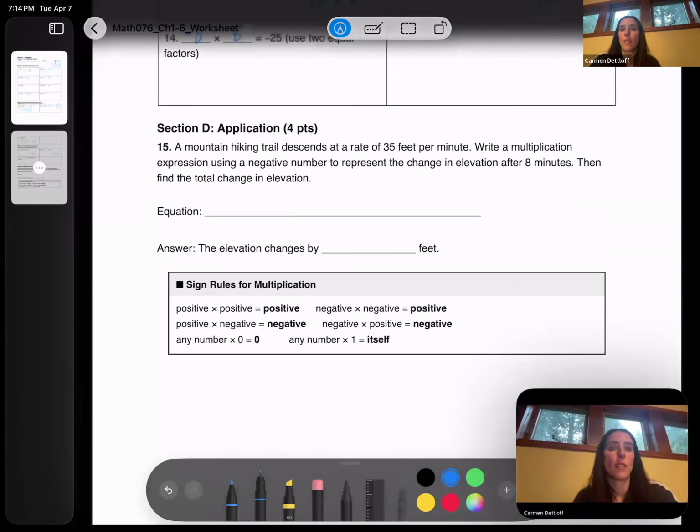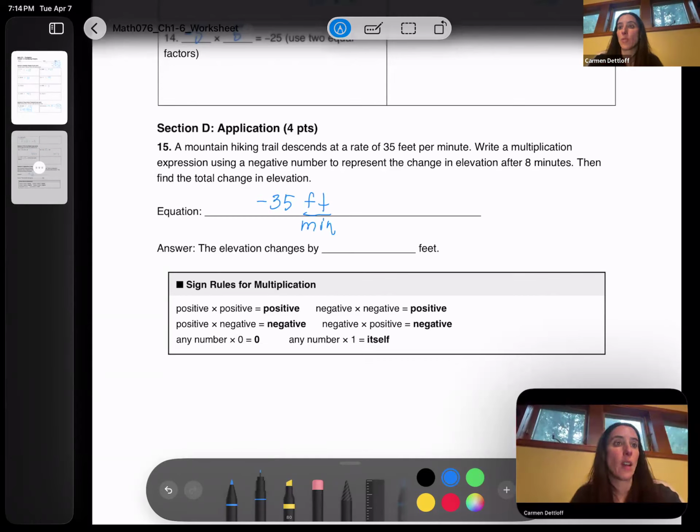Let's look at number 15. A mountain hiking trail descends at a rate of 35 feet per minute. Write a multiplication expression using negative numbers to express the elevation change after 8 minutes. Then find the total elevation change. Okay, so I'm descending. That means I'm going down, or negative, every minute. So I'm going down 35 feet per minute.